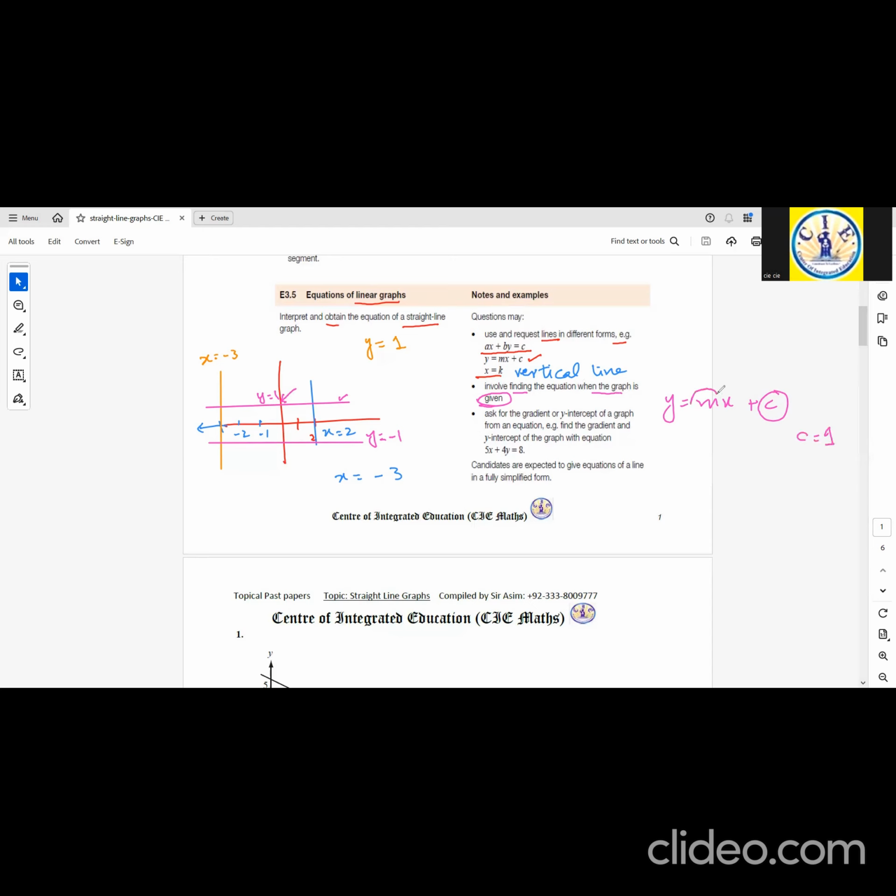And m, I told you, is the gradient of the line. For this line, y is equal to 1, it is a horizontal line, so its gradient is 0. So m would be 0 times x plus c is 1. So you see the equation has been drawn: y is equal to 1. So y is equal to 1 or y is equal to minus 1, these are the equations of horizontal lines.